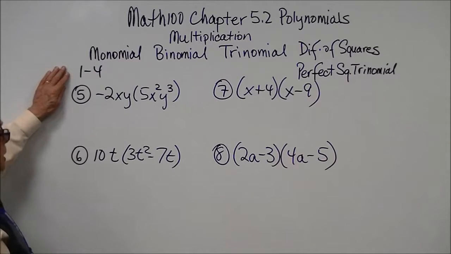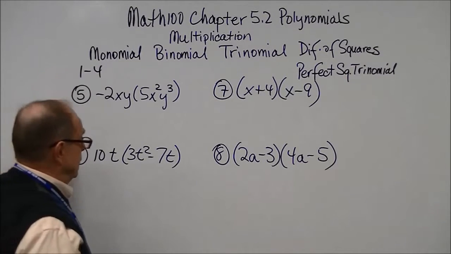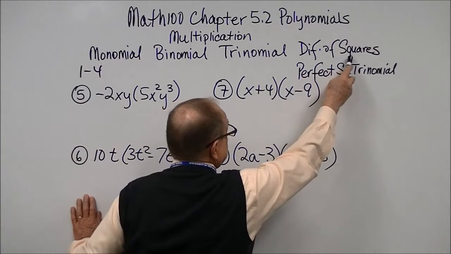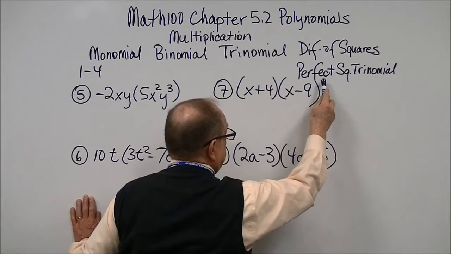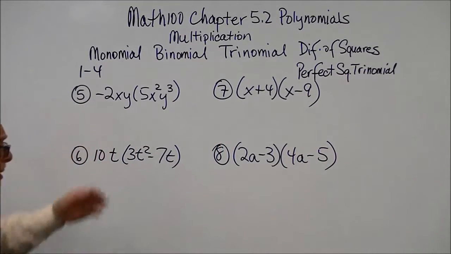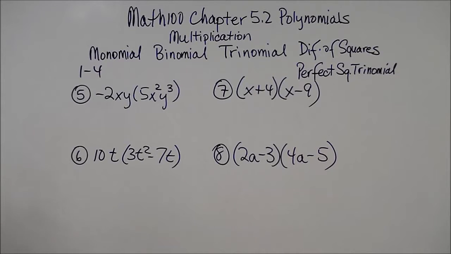Items 1 through 4 are matching, and these are some keywords too. Difference of squares, and then a perfect square trinomial. We may have mentioned that in the lesson, but we will be going over it today in our lesson as well.